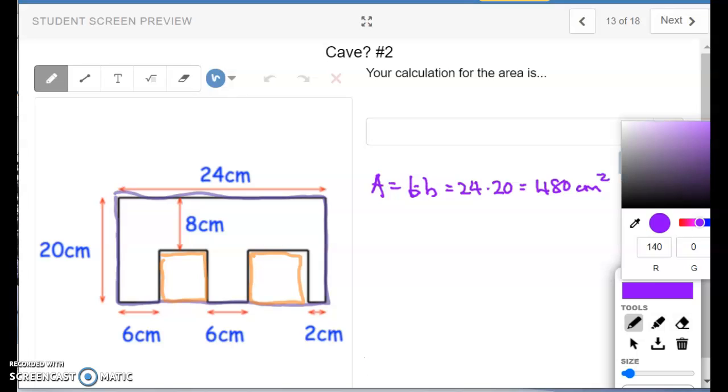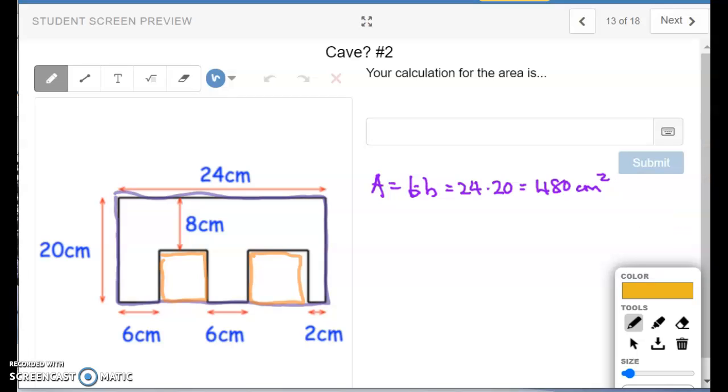Now let's talk about that little rectangle. We have two little rectangles. Now, do we know any dimensions? We know that this length is 20 and this length is 9, so this has to be 12.